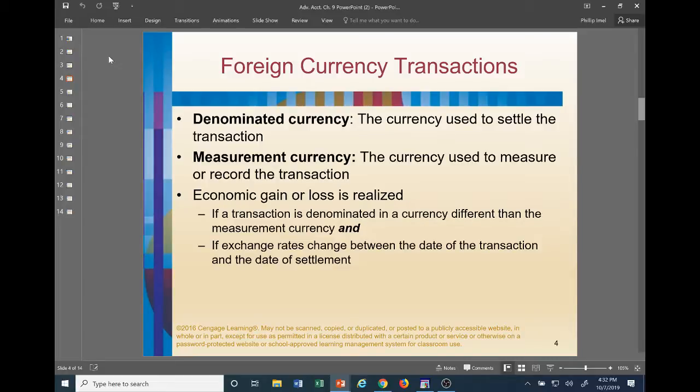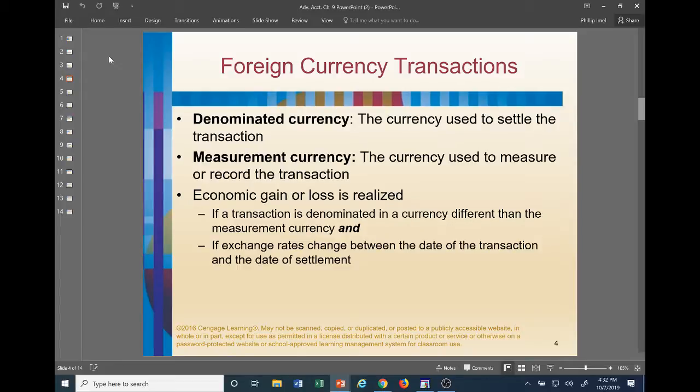The other transacting party will settle the transaction in a foreign currency, but will need to measure the transaction in its domestic currency. So let's assume a U.S. company that purchases inventory from a German company must settle the resulting accounts payable in euros and yet must measure the purchase of inventory and the accounts payable in terms of the U.S. dollars. The currency used to measure or record the transaction is going to be referred to as the measurement currency, and in this case would be the U.S. dollar.